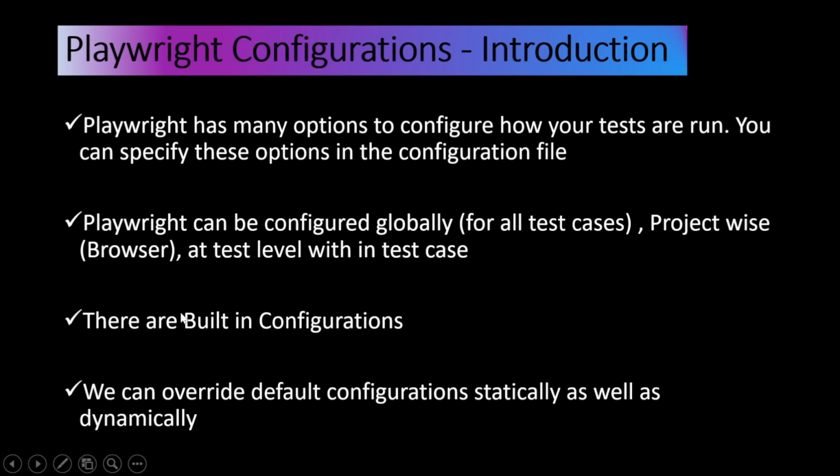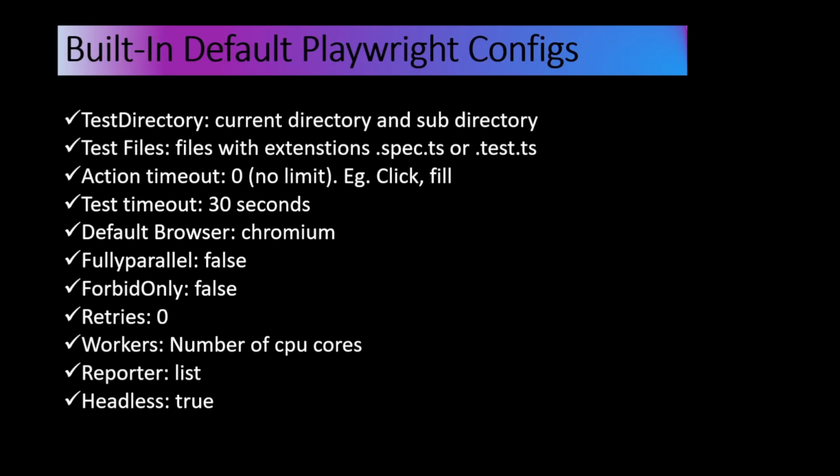There are some built-in configurations. What does it mean? So as we just discussed, that playwright.config.ts file is automatically set up. So this is override of built-in configurations. So if I remove this playwright.config.ts file, still I can execute my test cases with the built-in configuration. So we will be talking about that as well. So we can override these default built-in configurations statically in the playwright.config.ts, or we can do it dynamically at the test file level.